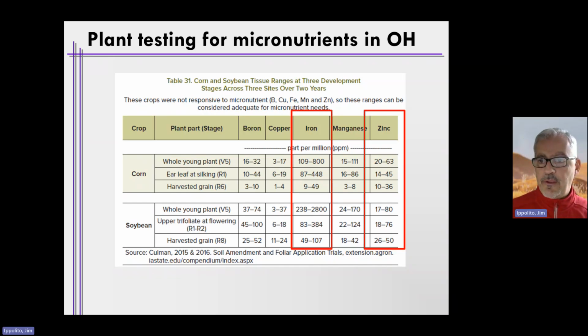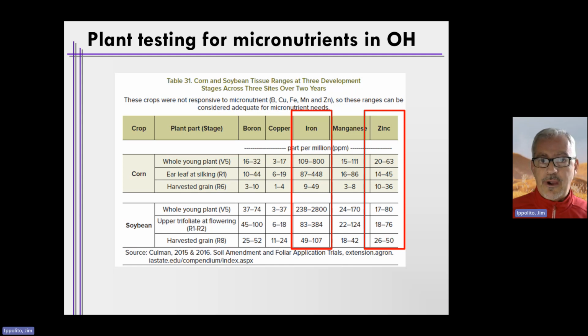The last portion of this video set for this unit deals with plant testing for micronutrients in Ohio. And I know we really haven't talked much, if at all, about plant testing, but I think it's important to point out that plant testing in conjunction with soil testing may tell you something about whether or not your plants are deficient or sufficient with respect to, in this case, iron or zinc.